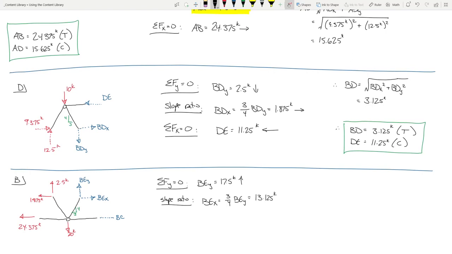13.125? Yes, sir. Okay, and that's going this way. Now, I'll tell you this. There's a lot going on with the sum of the forces in the x direction. So I think it's perfectly fine to draw a table or write out the equation for all of them. But for this one, it's probably not a bad idea to sum those forces a little bit more formally.